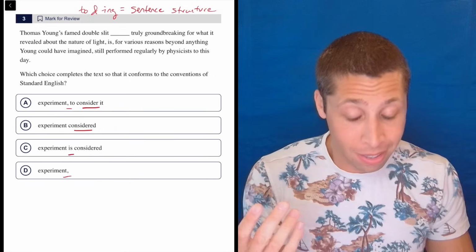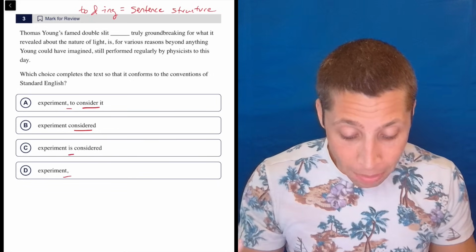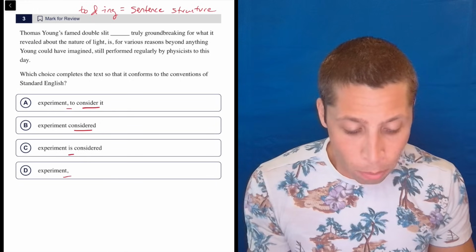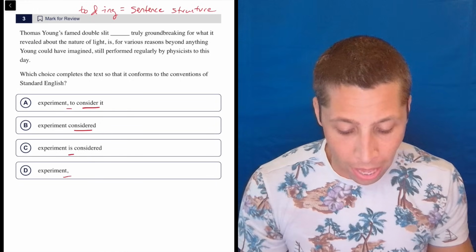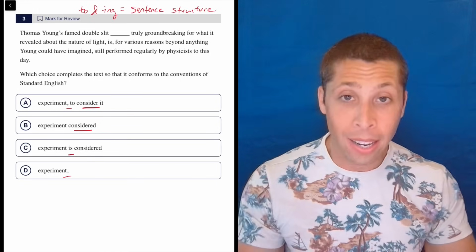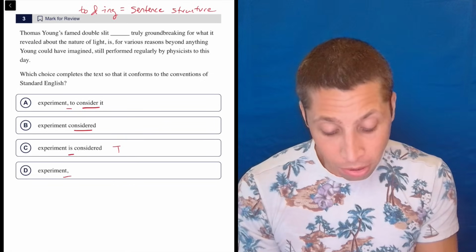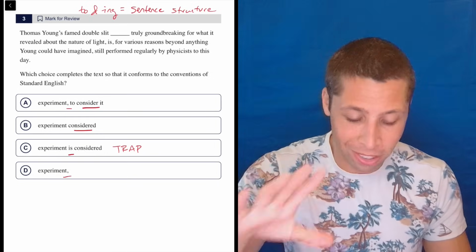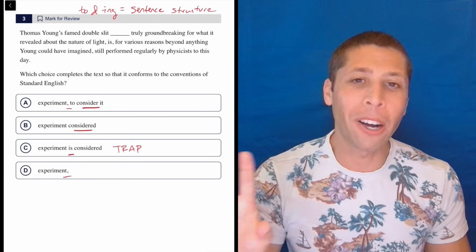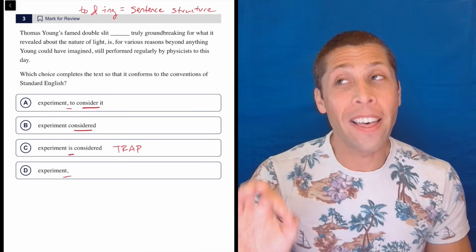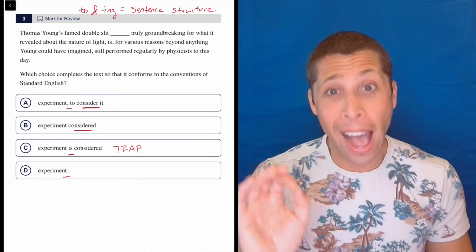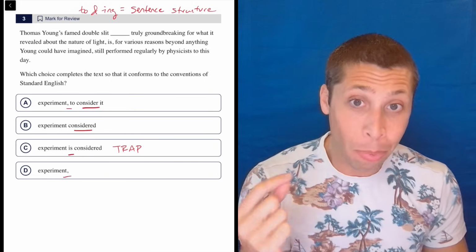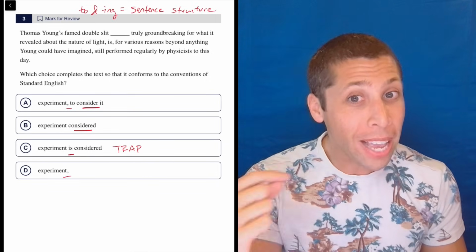Now, if I'm following my instincts here, there's a clear answer. Thomas Young's famed double-slit experiment is considered truly groundbreaking for what it revealed about the nature of light. C is 100% the obvious answer, but it's also 100% wrong. And I would know that because I can sense right away, just again from the choices, this is probably a hard version of this rule, or at least that this rule, even when it's not that hard, has potential traps that I need to watch out for. So the trap is usually that you stop reading too early and something else happens in the sentence.